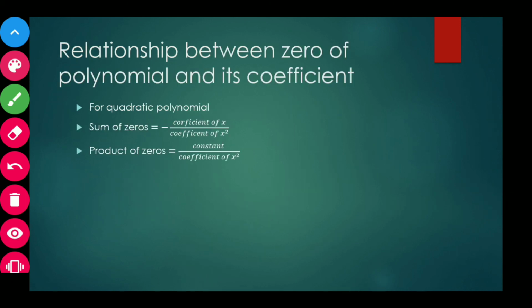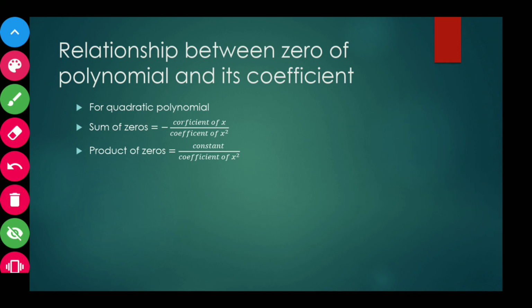And now we will check the relationship between zeros of a polynomial and its coefficients. For a quadratic polynomial, the sum of zeros is equal to minus of the coefficient of x by the coefficient of x square. We know that the standard form of a quadratic polynomial is ax square plus bx plus c. So the sum of zeros equals what? Minus of the coefficient of x by the coefficient of x square. So it will be minus b by a.